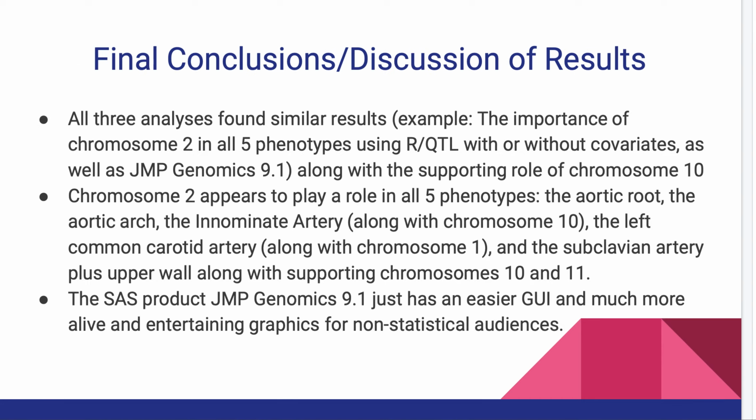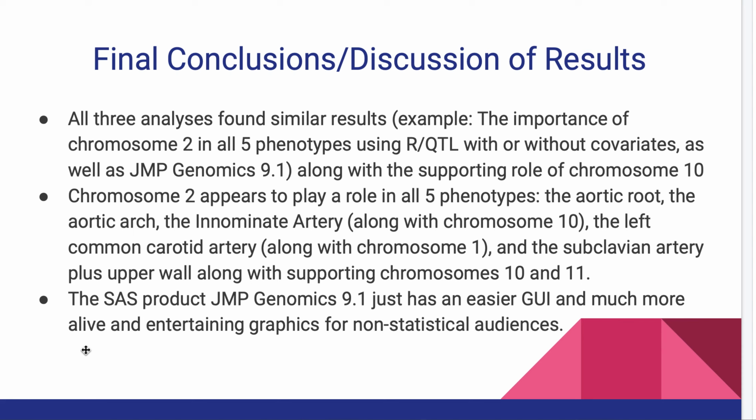And then to sum up, finally, we're already at 13 minutes here, so the final conclusions, a discussion of results, which are in the final written report in further detail. All 3 analyses found similar results, which were that chromosome 2 in all 5 phenotypes using R QTL with or without covariates, as well as with JMP Genomics 9.1, along with the supporting role of chromosome 10. And chromosome 2 appears to play a large role in all 5 phenotypes, all 5 locations of atherosclerotic plaque within the aortic valve, the aortic artery.